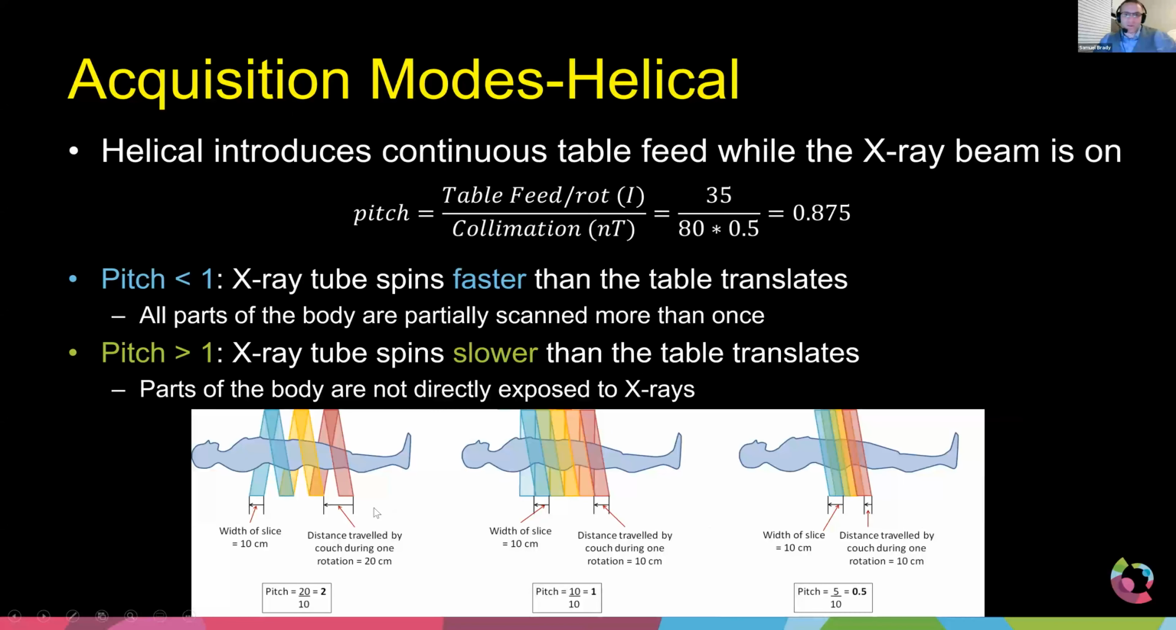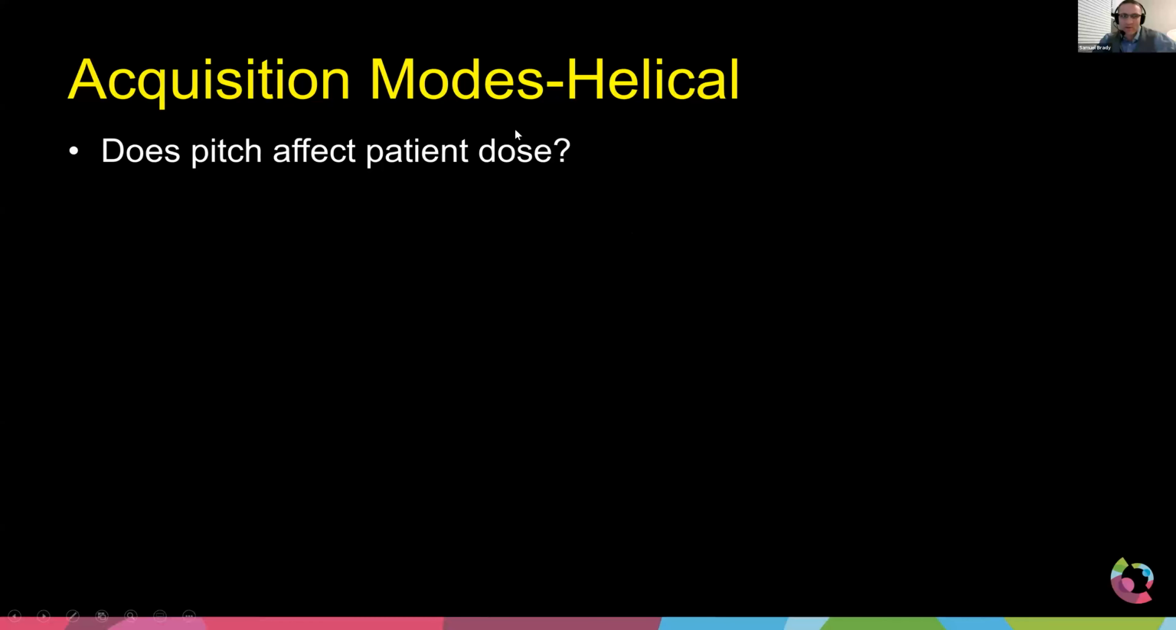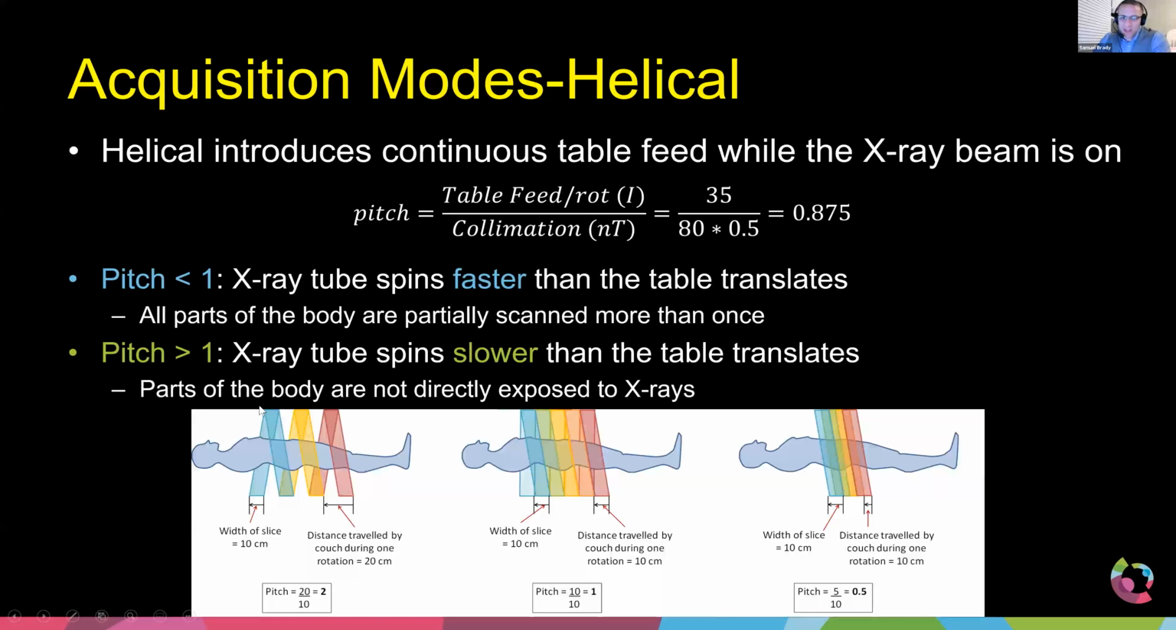All right, so let's move on. I already showed you this slide, where we talked about imaging in helical mode. So I asked this question, but I did not answer it. I said, does pitch affect patient dose? If I'm imaging at a high pitch, there are areas of the body that are not being exposed. So you would think, oh, it's lower dose, right?